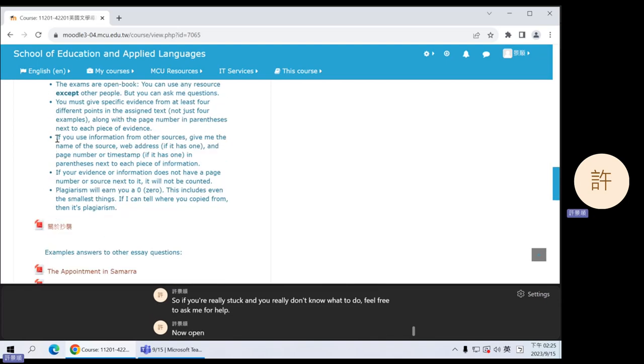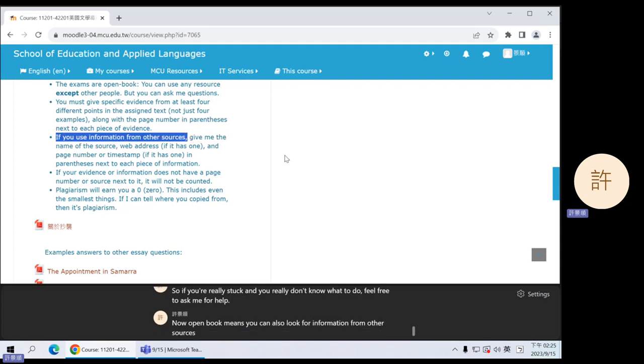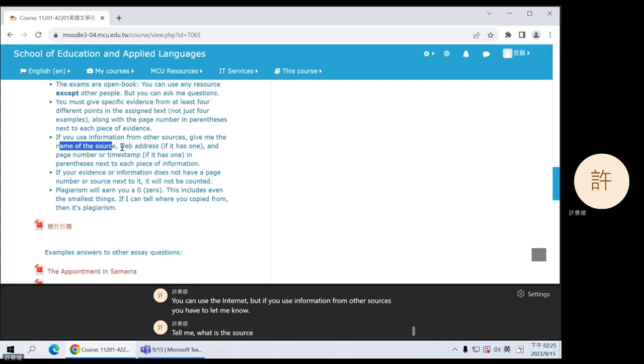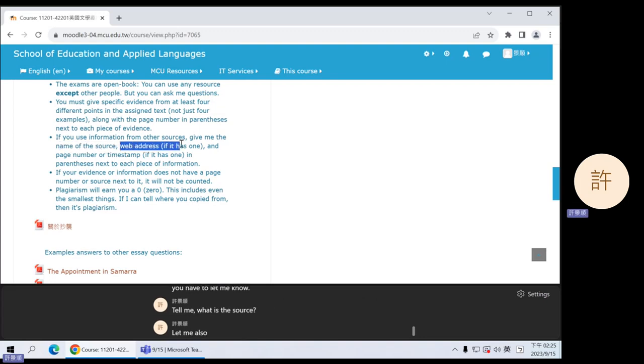Now, open book means you can also look for information from other sources. You can go to the library. You can use the internet. But if you use information from other sources, you have to let me know. Tell me what is the source. Let me also be able to find it. If you use a website, give me the web address, 网址. If you use a book, give me the page number. If you use a video, give me the timestamp, 时间戳记, next to each piece of information.